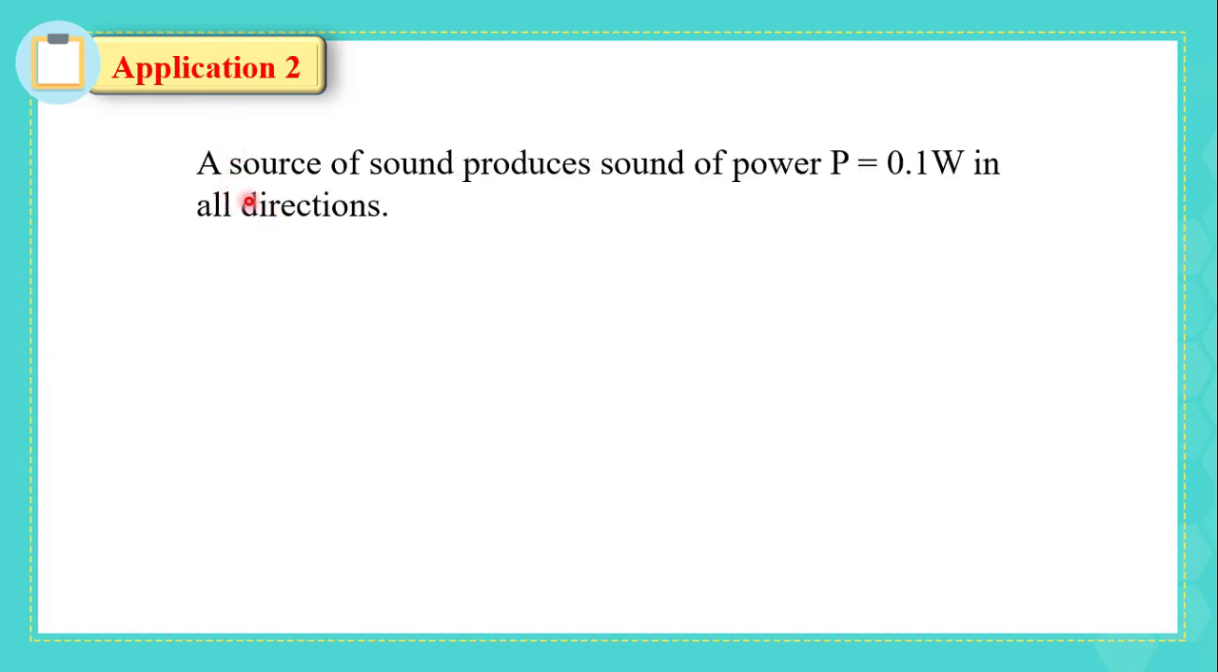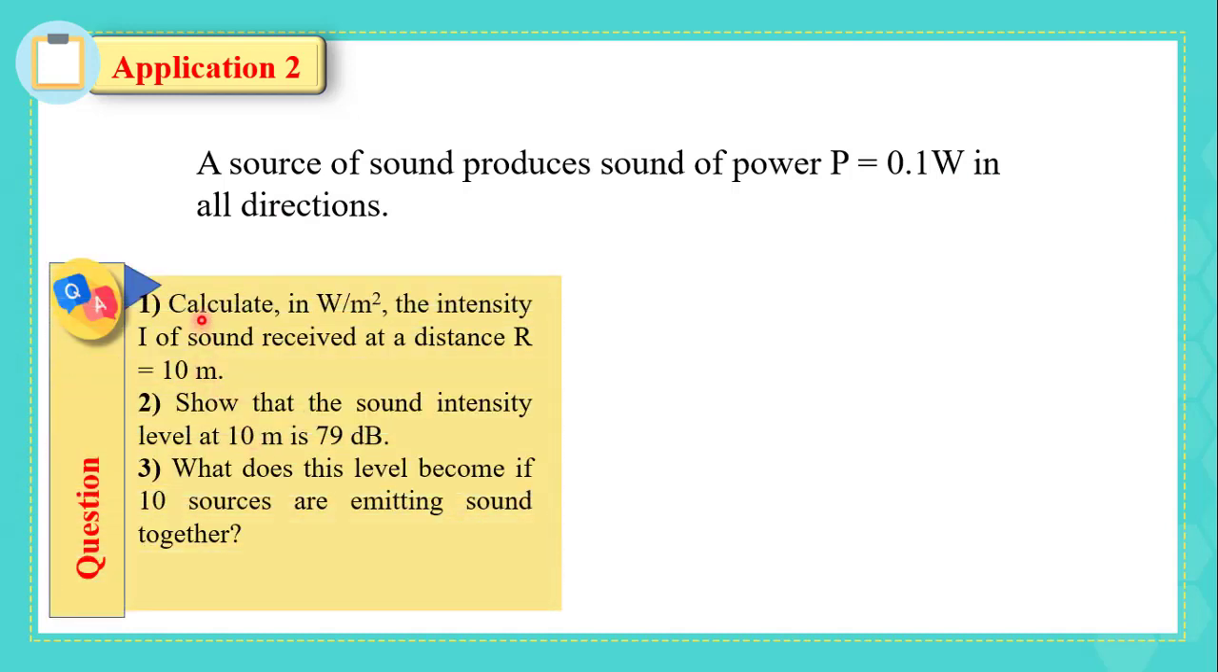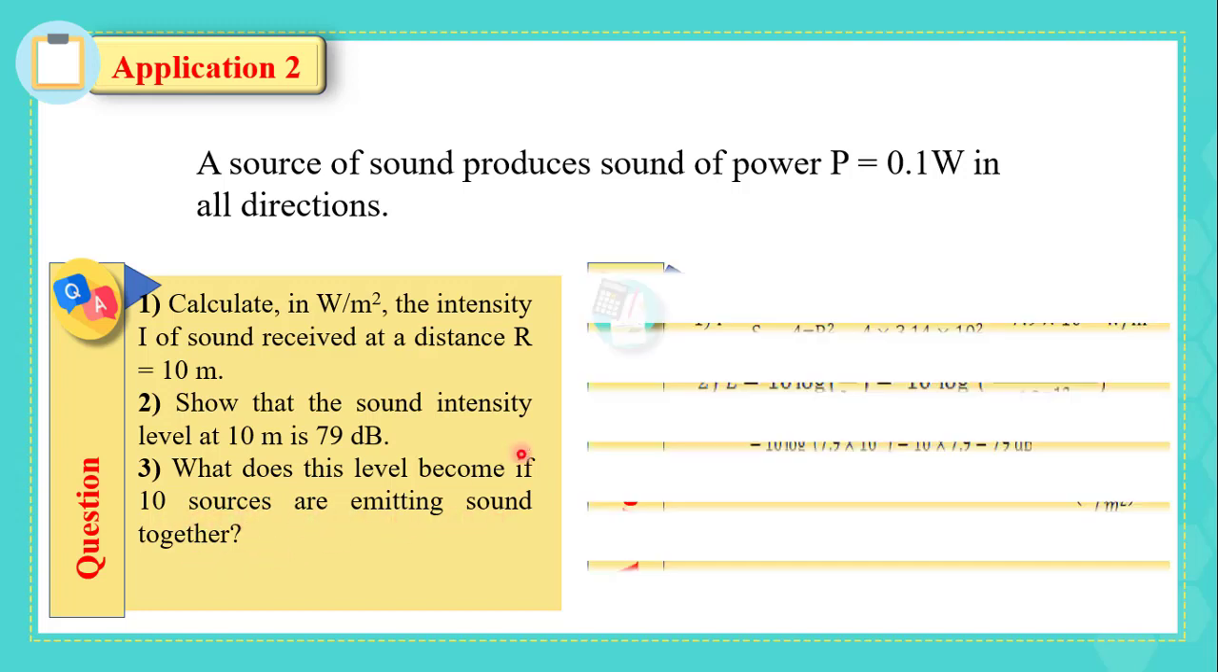In the second application, we have a source of sound that produces sound of power P equals 0.1 watt in all directions. First, we should calculate the intensity I of sound received at distance R equal to 10 meter. Then we should show that the sound intensity level at 10 meter is 79 decibel. And third, what does this level become if 10 sources are emitting sound together.